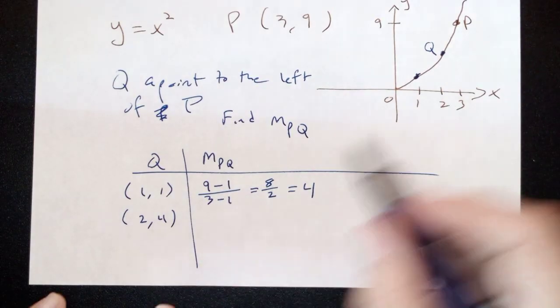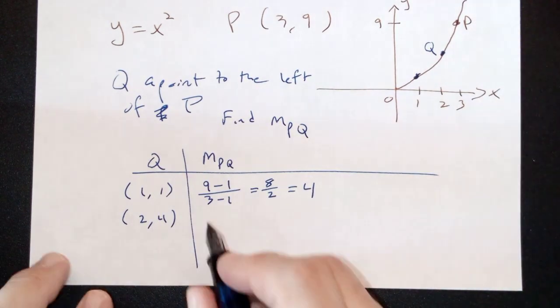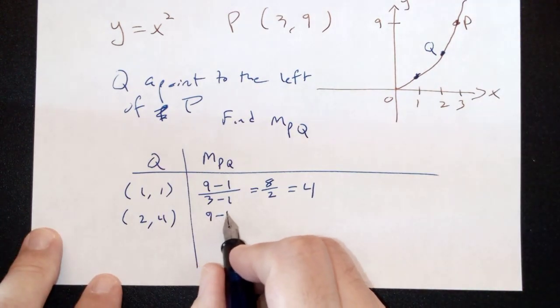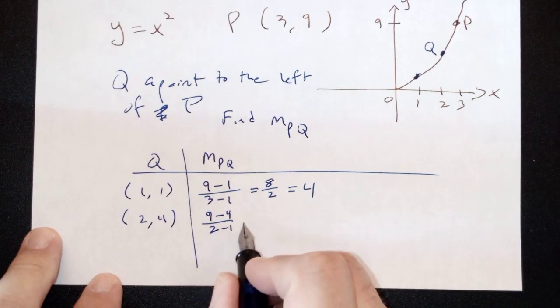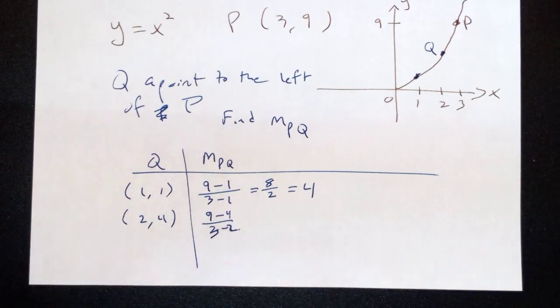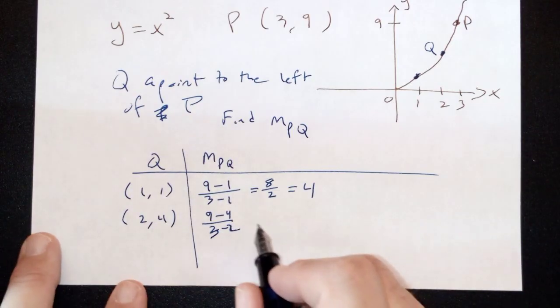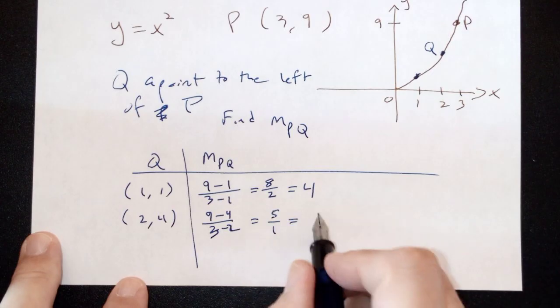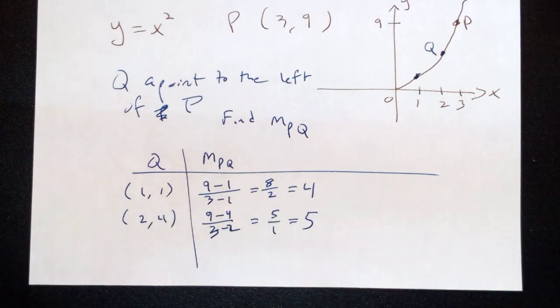If I go from 2, 4 to 3, 9, then my slope is three minus 2, and I get a slope of 5. With me so far? Let's actually draw both of these lines back on our picture. And let's see what we can talk about them a bit.